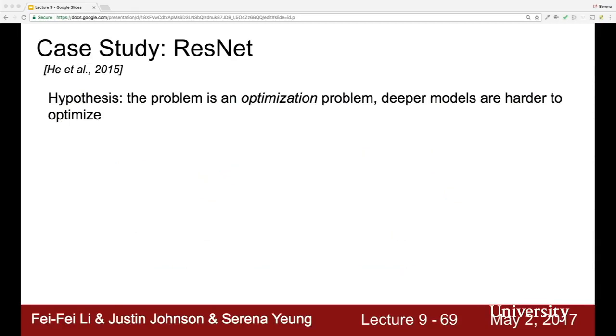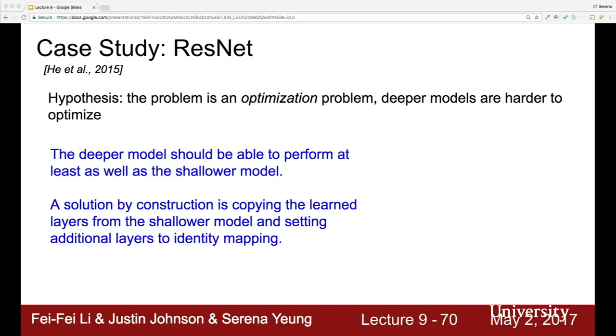The hypothesis of the ResNet creators is that the problem is actually an optimization problem. Deeper models are just harder to optimize than more shallow networks. Their reasoning was that a deeper model should be able to perform at least as well as a shallower model. You can have a solution by construction where you take the learned layers from your shallower model, copy these over, and for the remaining additional deeper layers, add identity mappings. So by construction, this should work just as well as the shallower model, and if your model were able to learn properly, it should be able to learn at least this.